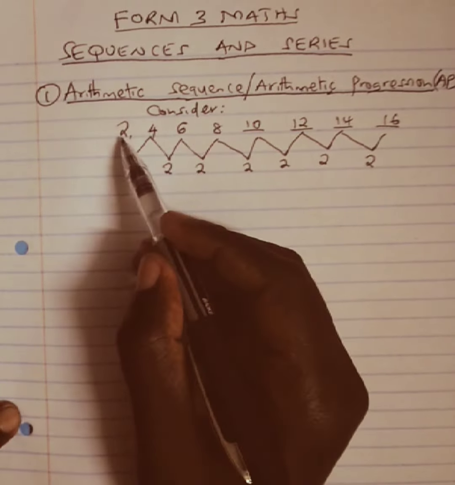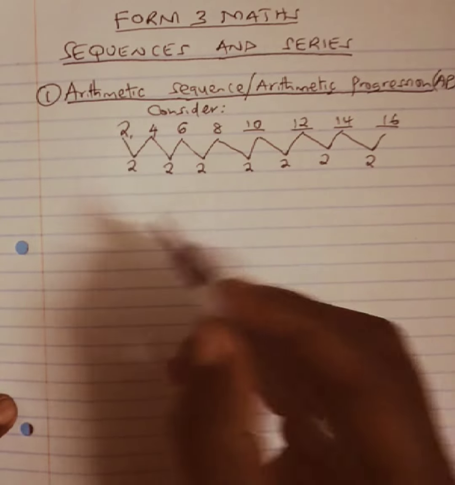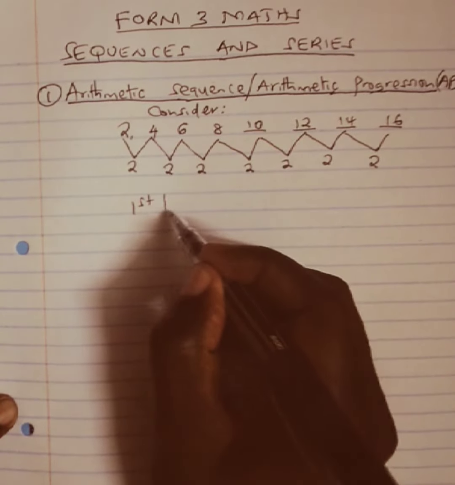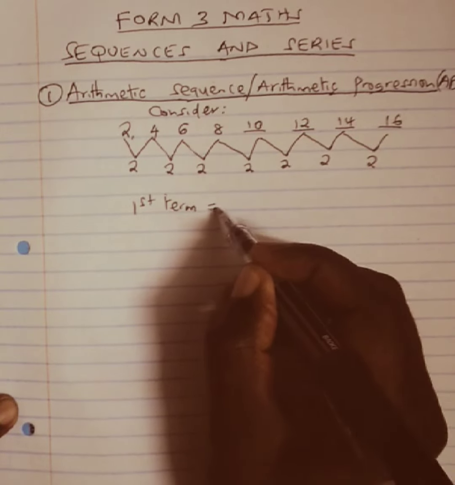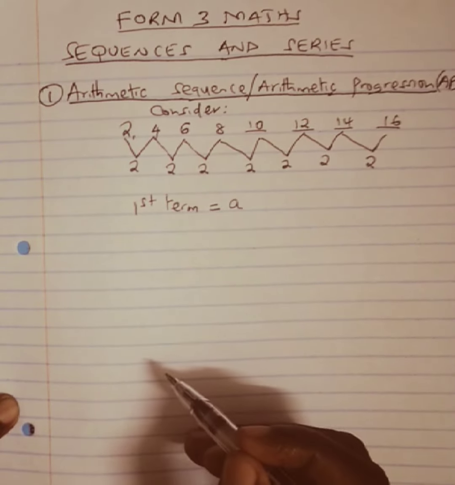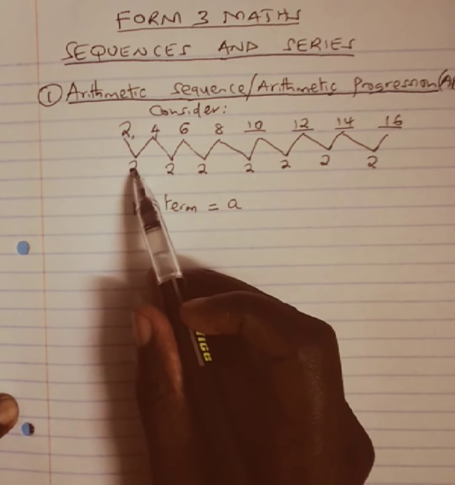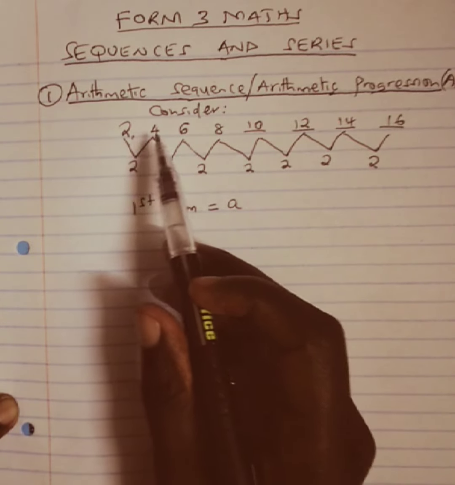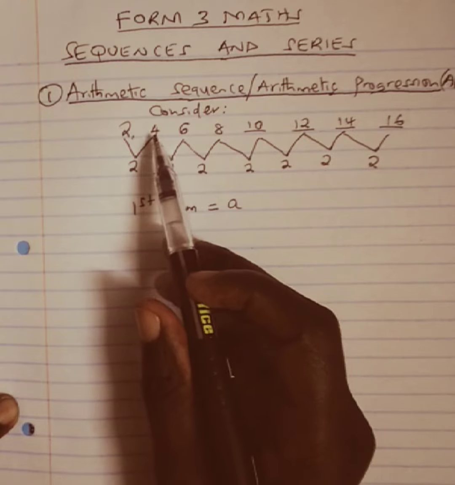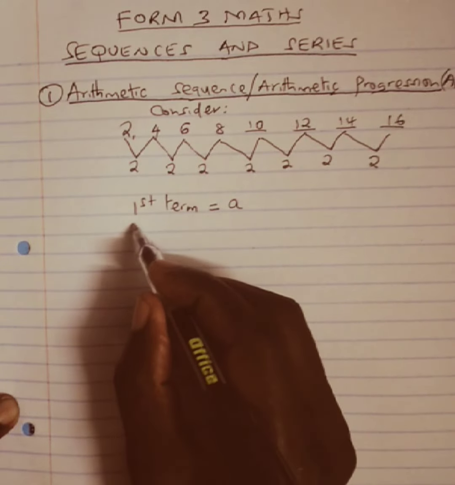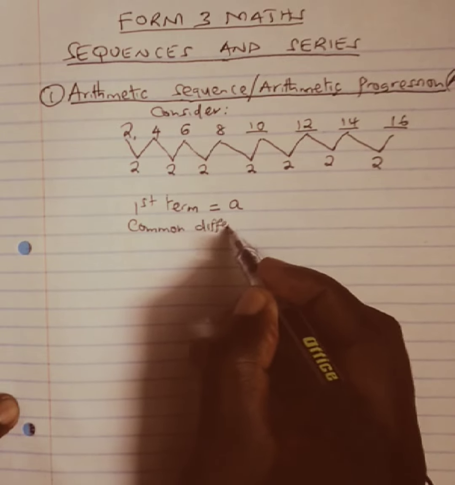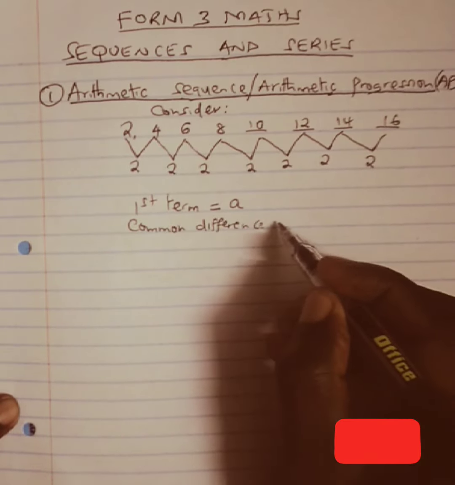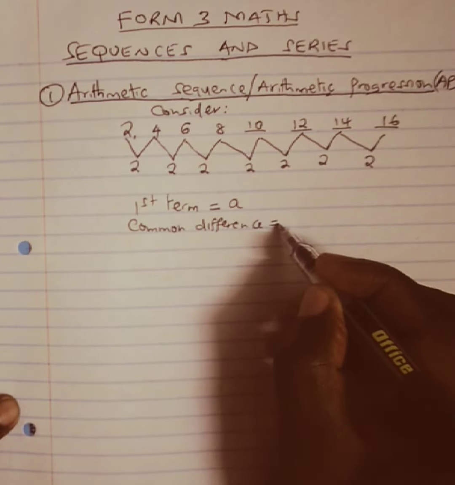The first number that is usually given in a sequence, we call it the first term. And the first term is usually denoted by letter A. And the constant number we are adding to the first to get the second, we add it to the second to get the third, we call it the common difference. And the common difference is usually denoted by letter D.